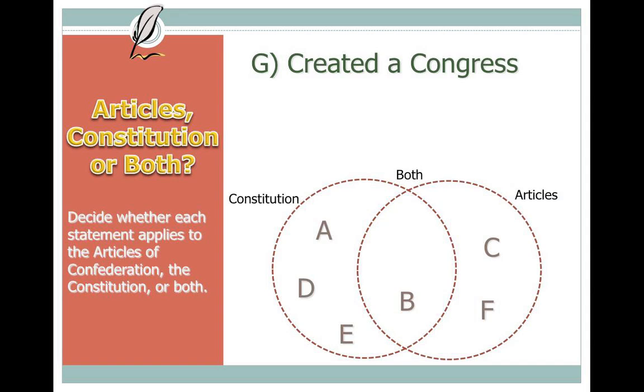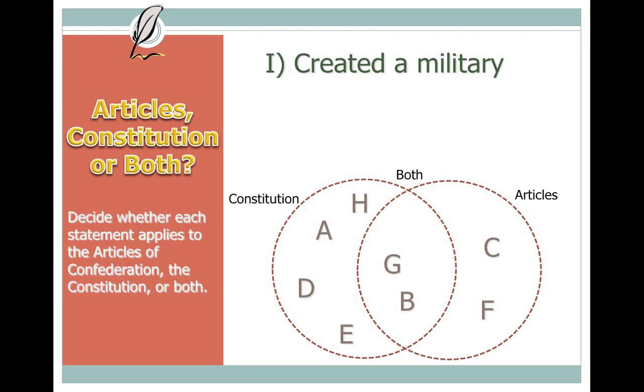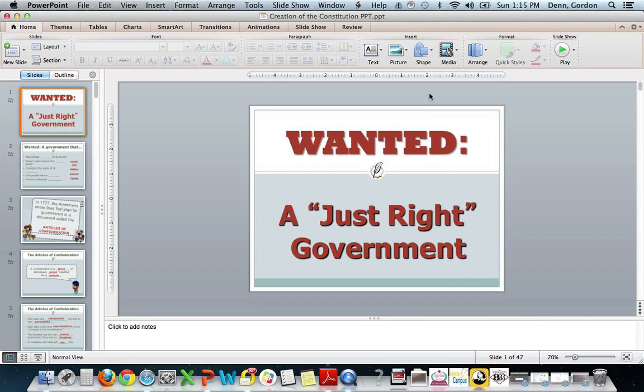Created a Congress. That was both. Both of those governments, the articles and the Constitution, had Congress. The compromise between large and small states happened under the Constitution, where the Senate had 2 votes per state and the House was based on population. So that's the Constitution. And the military was both, but it was hard to do because the articles couldn't tax. So even though you could make a military, it was hard to get one. And the articles couldn't enforce its laws. So that's J underneath that one.